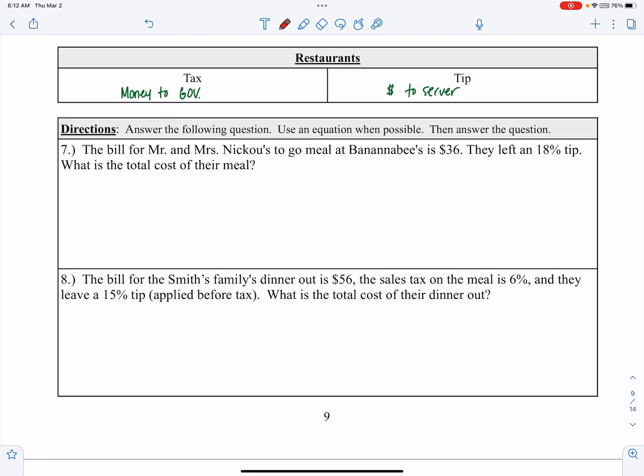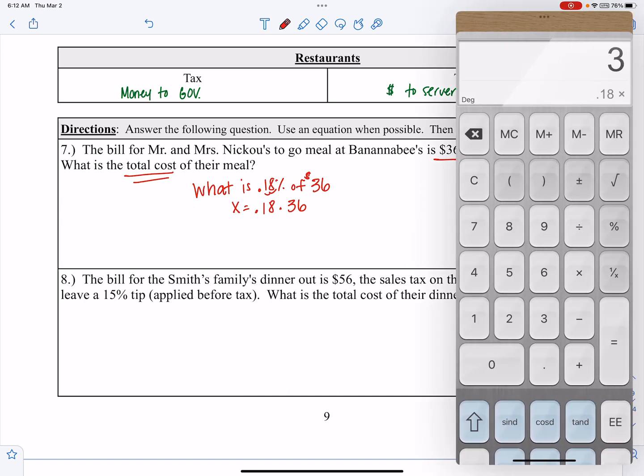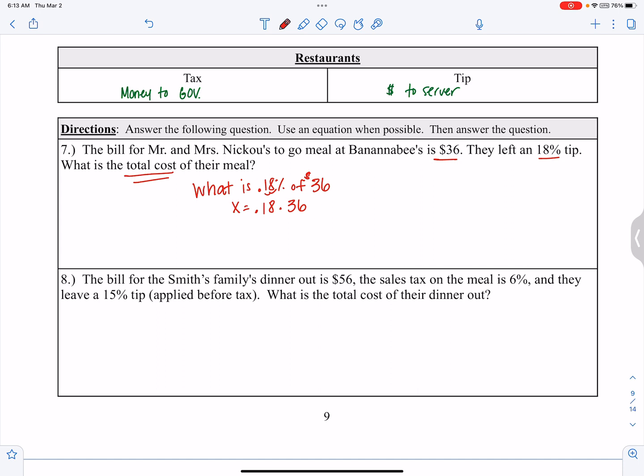All right. Now on to some restaurants. So Mr. and Mrs. Naku go to a meal at Banana Bees, and it costs them $36, and then they left a tip. So what's the total cost? They're not asking what's the tip, they're asking the total. So we need to make sure that we're reflecting both the tip and the bill itself. Let's write our question, same as always. What is 18% of $36? Direct translation, 2 swoops to the left, and plug it in, $6.48 tip.